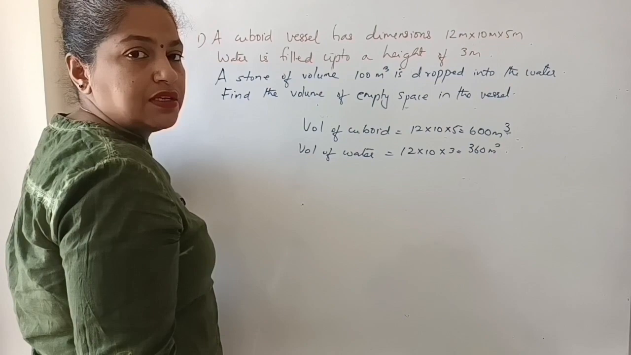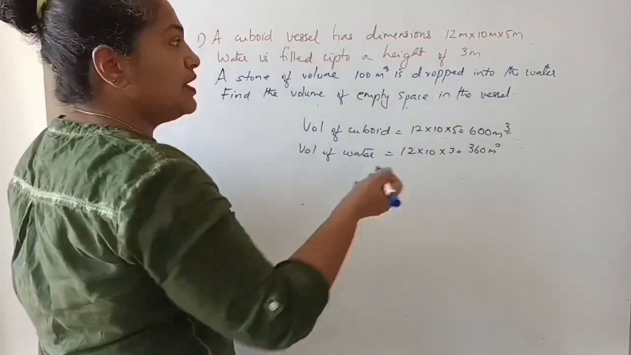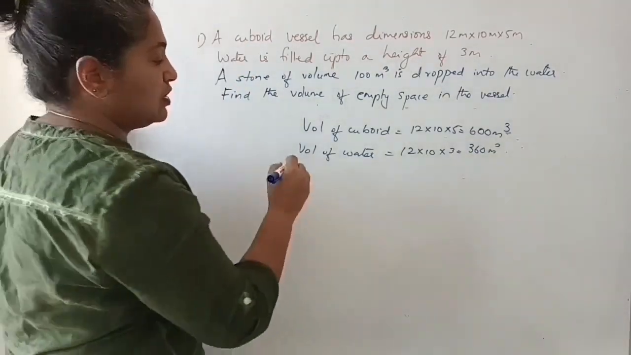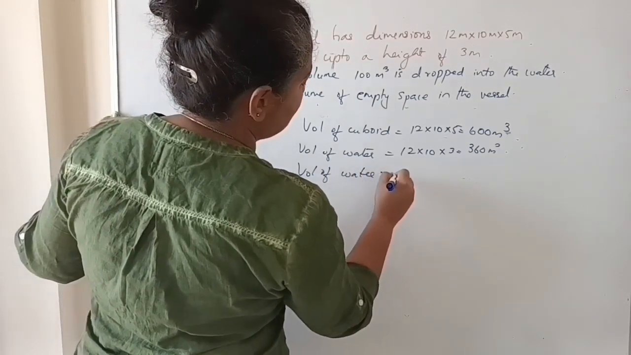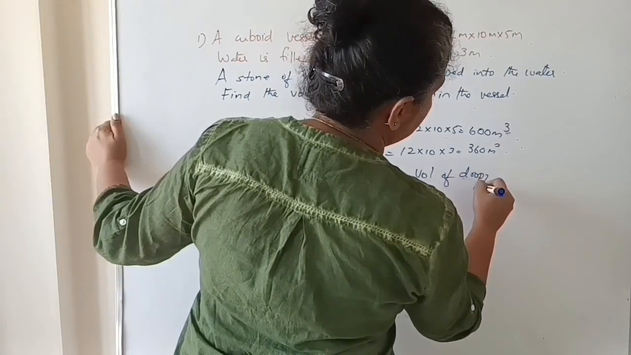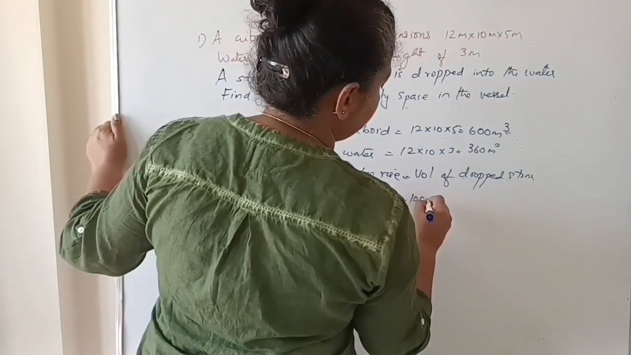What will happen to the water then? It will rise by 100 meter cube. The reason being 100 meter cube volume is added to the already existing quantity of water. So volume of water rise is equal to volume of dropped stone, which is 100.